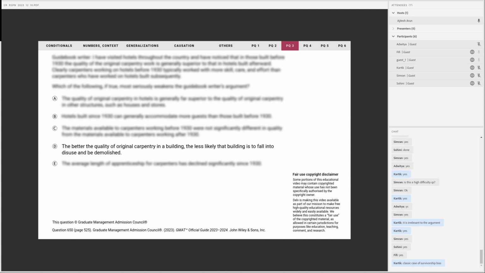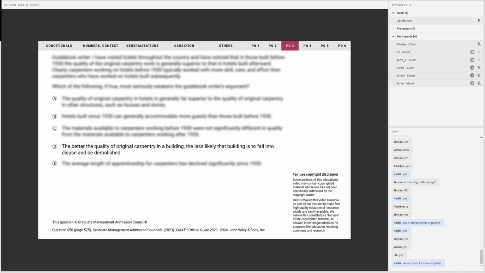So all the ones with good carpentry, right? They survive, and the ones with bad quality, I mean, not good carpentry, they tend to fall into disuse and be demolished. So the better the quality of carpentry, the more likely that building is to survive. Think about option D like that.